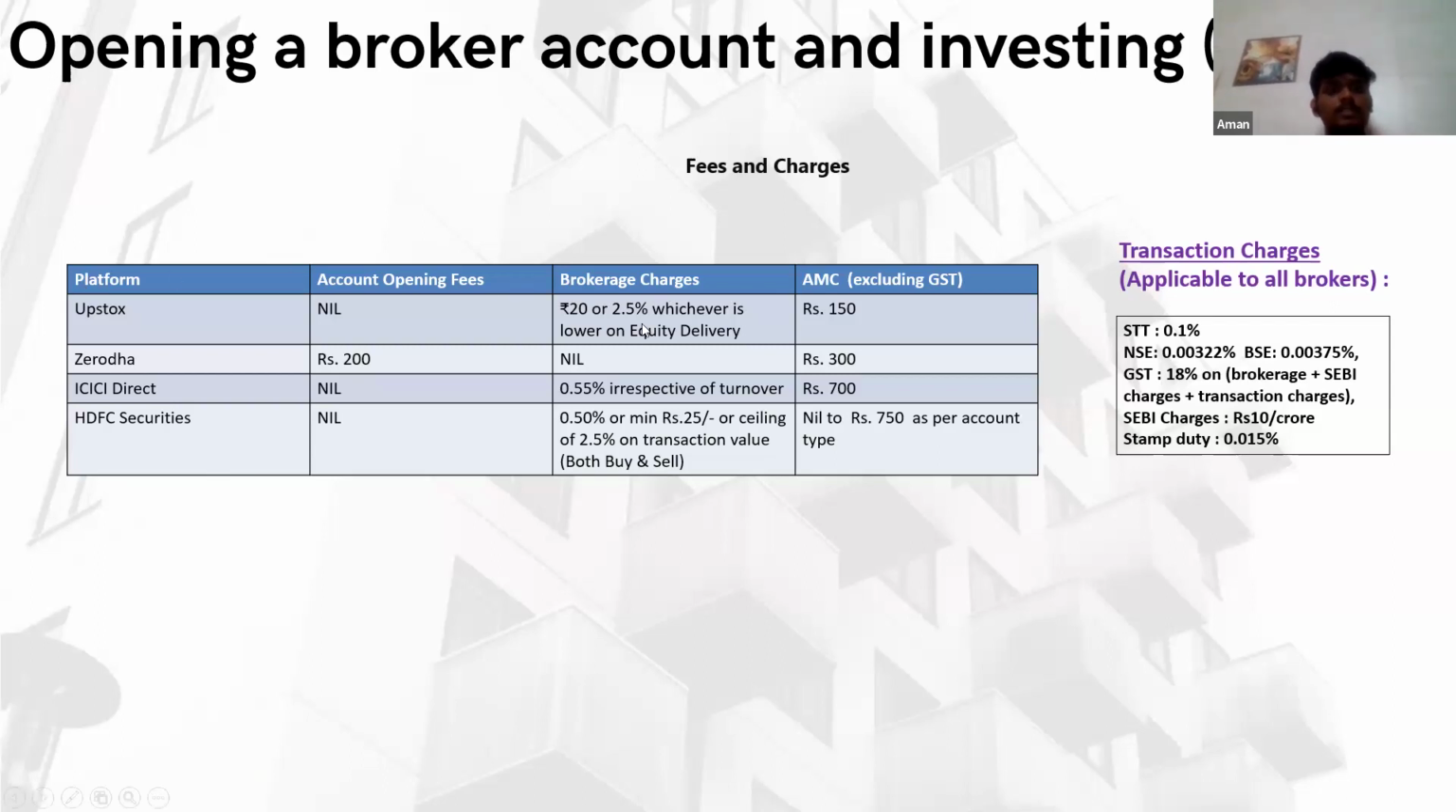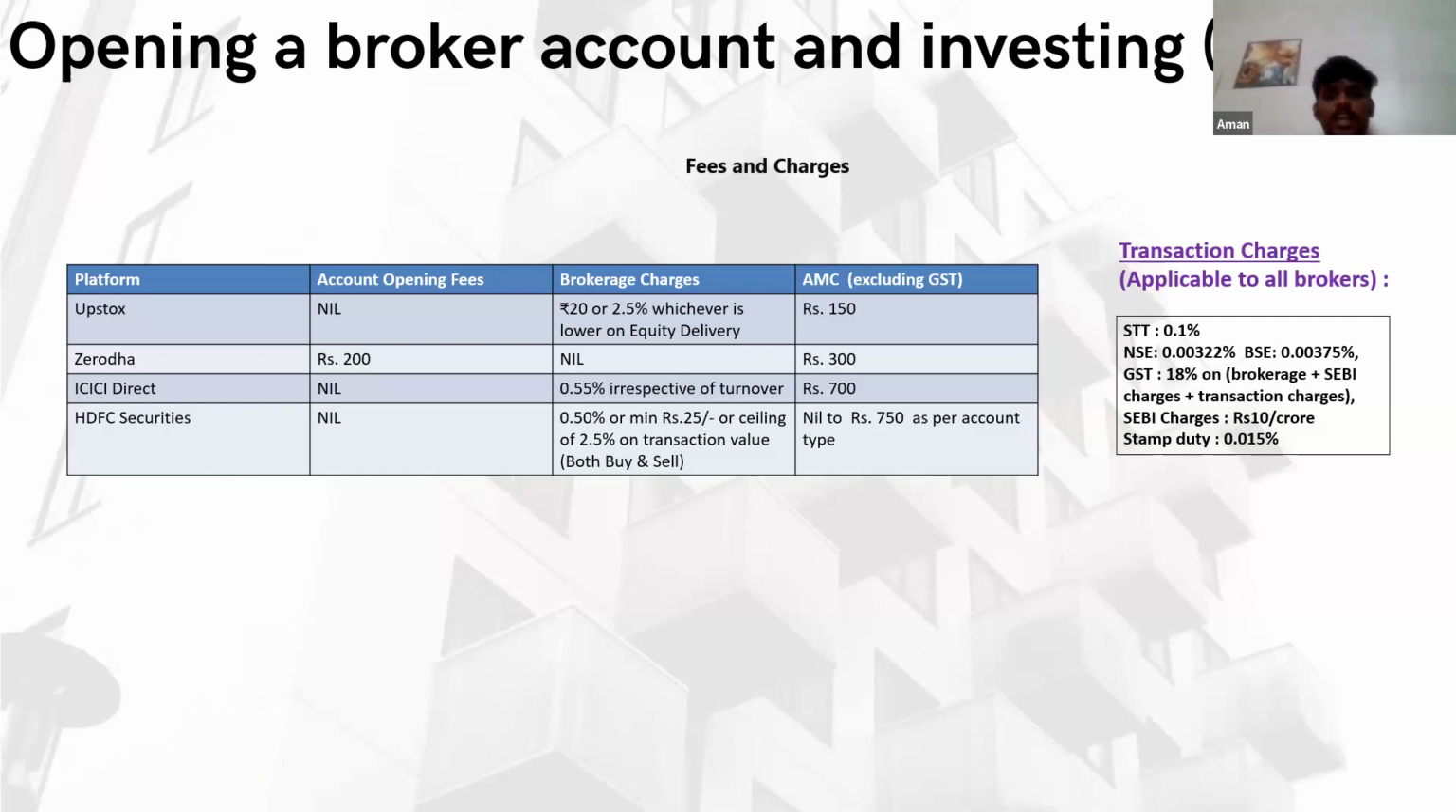But when you come to brokerage charges, it gets reversed. Zerodha basically charges nil brokerage for stock deliveries, whereas Upstox charges 20 rupees or 2.5%, whichever is lower, on equity delivery. ICICI charges 0.55% of your turnover, basically how much you have bought or sold, and there is no ceiling or limit on that. HDFC Securities is a little complicated: it's minimum rupees 25 or 0.5%. This is the minimum, and there's an upper ceiling also, which is 2.5% of your transaction value. Basically, transaction value is your turnover, which includes both buying and selling.